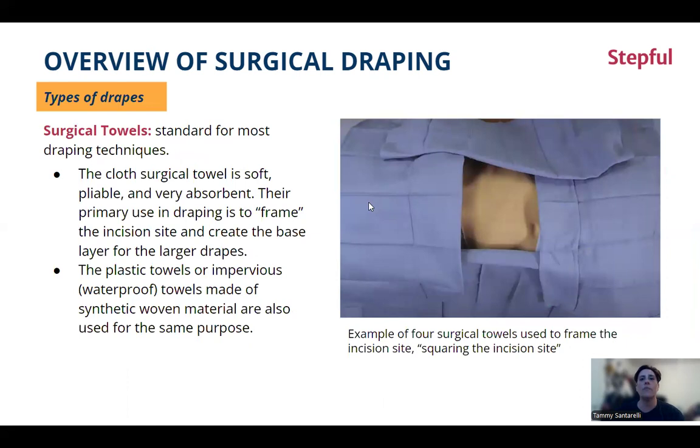These are our blue towels. The cloth surgical towel is soft, pliable, and very absorbent. Their primary use in draping is to frame the incision site and create the base layer for the larger drape. The plastic towels are impervious, waterproof towels made of synthetic woven material, also used for the same purpose.